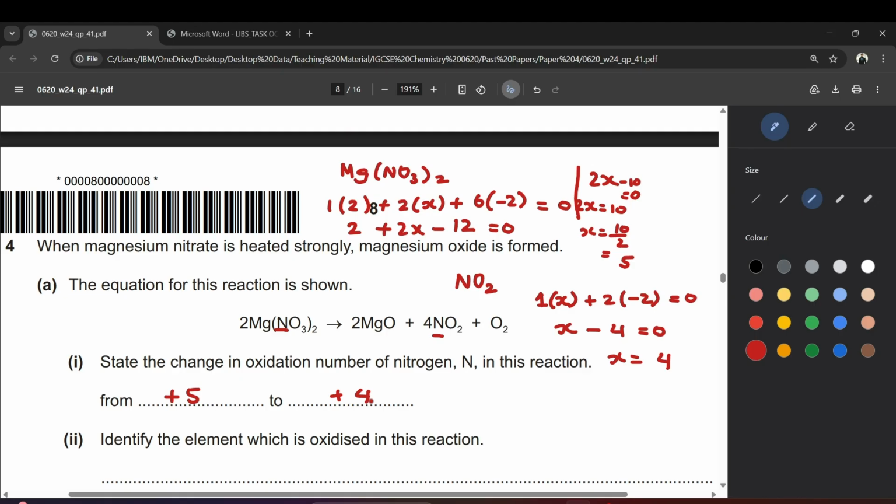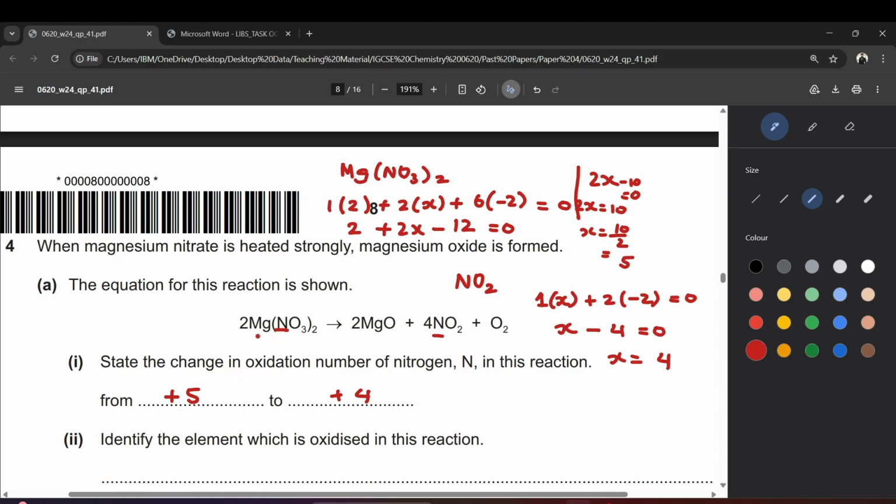So this is basic algebra that you have to perform whenever you need to identify the charge on any particular element. Now it says identify the element which is oxidized in this reaction. If you notice, in total, we have only 3 elements: magnesium, nitrogen, and oxygen. So let's take a look one by one.